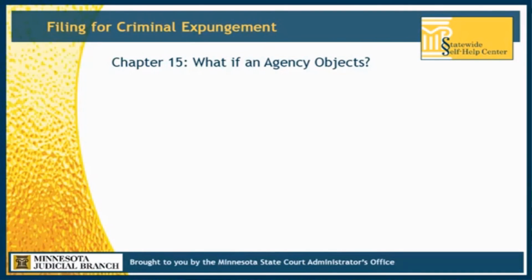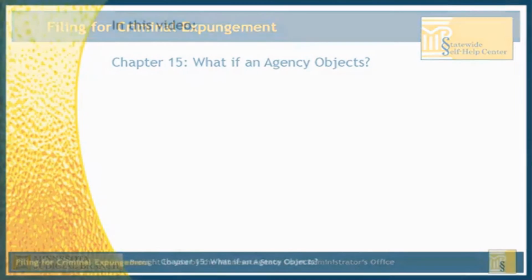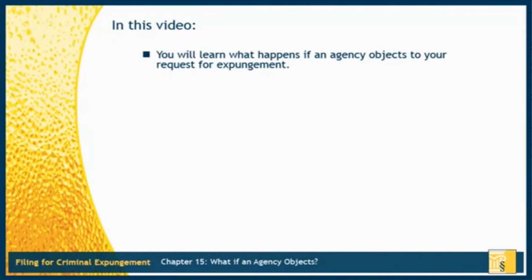Chapter 15. What if an agency objects? In this chapter, you will learn what happens if an agency objects to your request for expungement.